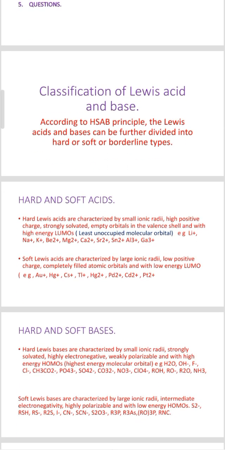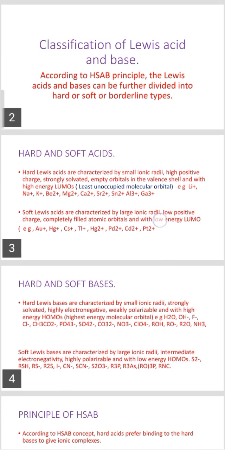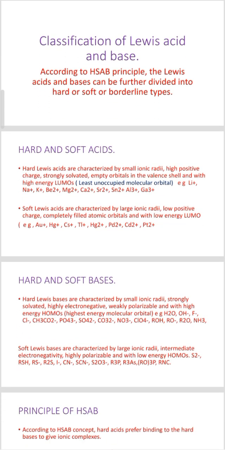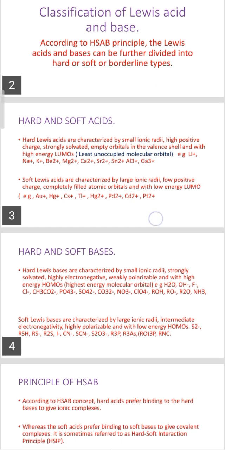According to the HSAB principle, the Lewis acids and bases can be further divided into hard, soft, and borderline types. But in this concept, we are going to look mainly at hard and soft acid bases. Borderline is in between hard and soft. They are not as hard and they are not as soft. That is why we also have borderline types. So now, let's look at the characteristics or behavior of hard and soft acids.